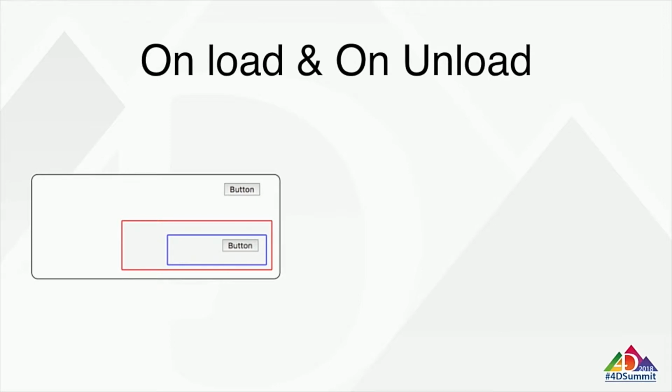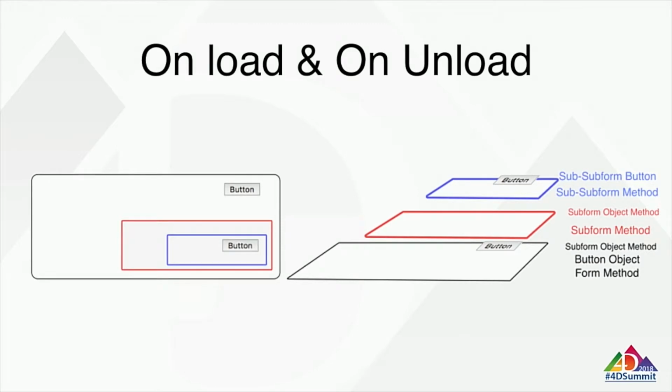However, when we load the form, onload and unload populate through every single object and every single form and subform involved. As an example, the black outline is our parent form with a button. The red outline is a subform of the parent form. And then this red subform itself has a blue subform, and that subform has a button on it. What could possibly go wrong?